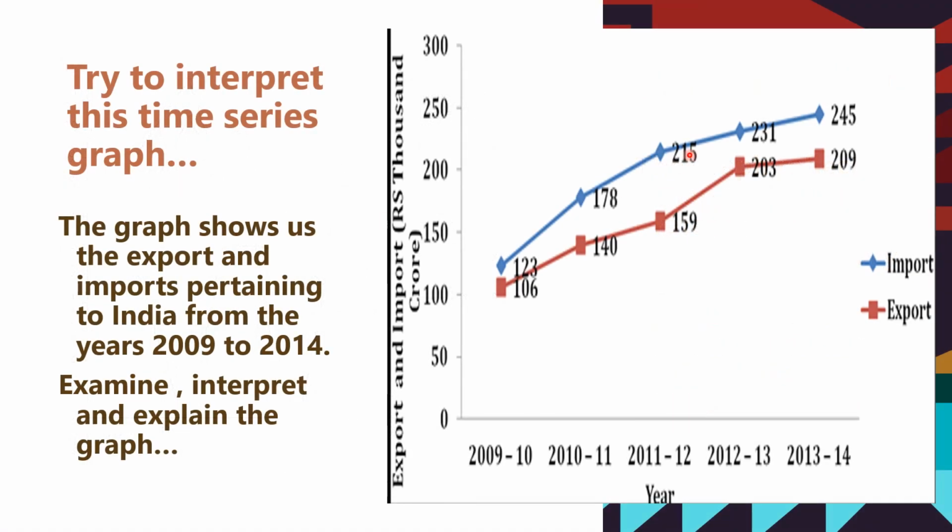Here we have yet another diagram that I have shown that I want you to interpret. I want you to try to interpret this time series graph. This graph shows us the imports and exports pertaining to India from the years 2009 to 2014. I want you to examine, interpret and explain this graph. So as you are doing it, you can pause the video, look at it, view it, and try to explain in your own words how you would interpret or explain or understand this diagram.